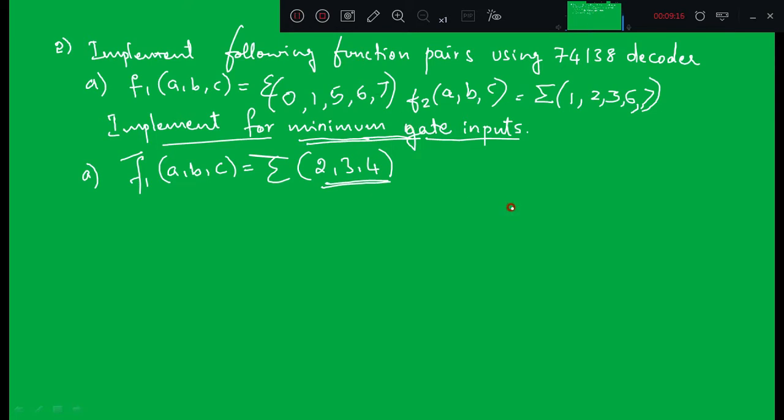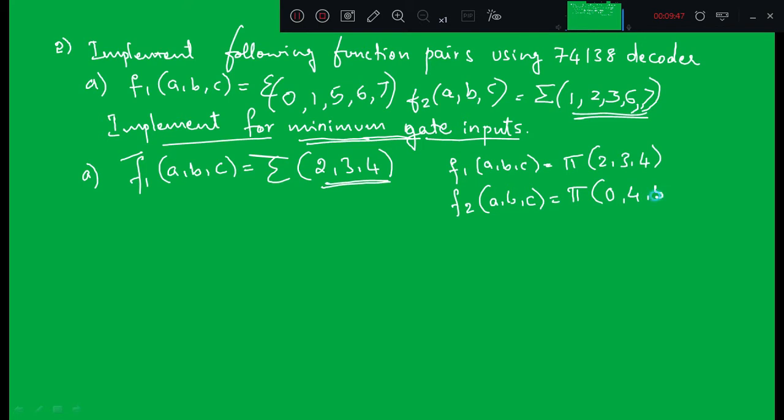Okay, so either you write like this, or you can also write f1 of ABC as pi of 2 3 4, right? Similarly we can write f2 of ABC, which again has 5 minterms. If I use these minterms directly, we need a 5 input external gate. So instead we converted it to another form in which we get a minimum number of maxterms. So 0 4 5, right? So let us implement this using only one decoder.